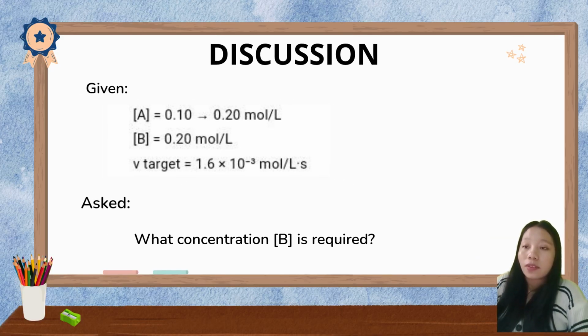Next, let's solve the question for number 14. Discussion: given concentration A equals 0.10, producing 0.20 mole per liter. Concentration B equals 0.20 mole per liter. V target equals 1.6 times 10 raised to minus 3 mole per liter second. It asks what concentration B is required.